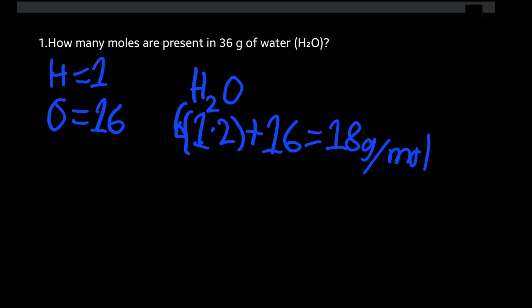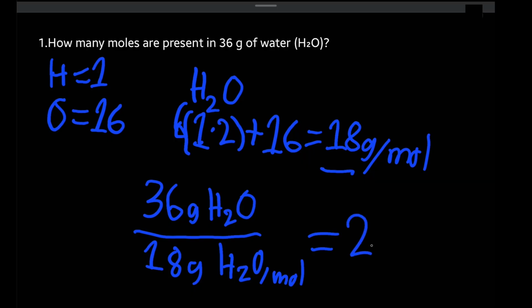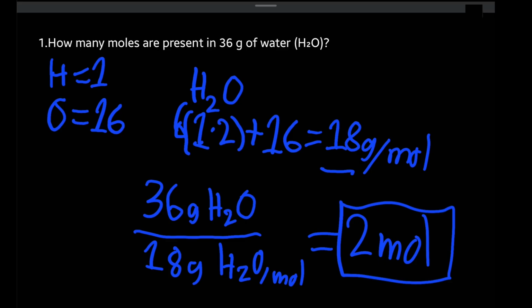So step 2. Since we have 36 grams of water and for each mole we have 18 grams, we just do a simple equation here with 36 grams of H2O over 18 grams H2O per mole, we will get 2 moles. The answer here would be 2 moles.